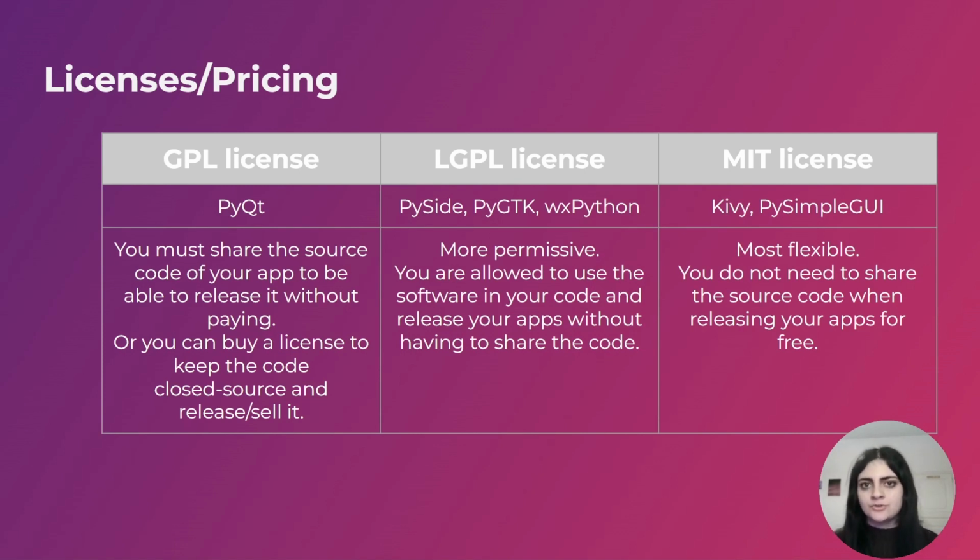So here you have two choices. Either you will purchase a commercial license from PyQt, and then you can sell or you can release your application without sharing your source code with anyone. You keep your source code closed source. Or you can share your code, but you have to share all of your code and then release it without paying. So you can release it without paying money, but you have to share your code.